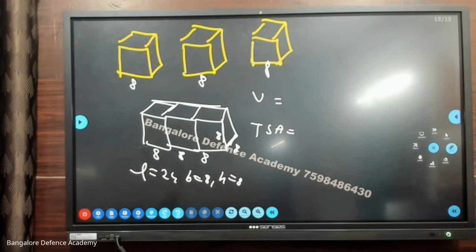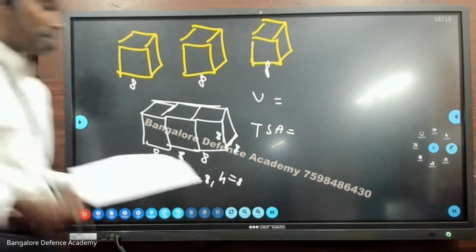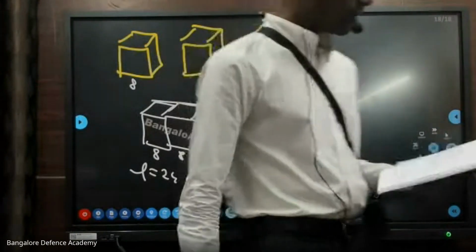Yes, 896 is correct. 896 is the total surface area and the volume is 1536 centimeter cube. Next. Ready for the next question, everyone? Take it down. Let me see who does this. I have already done this question just now.